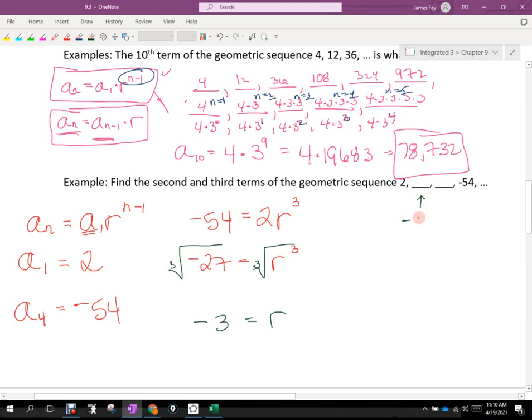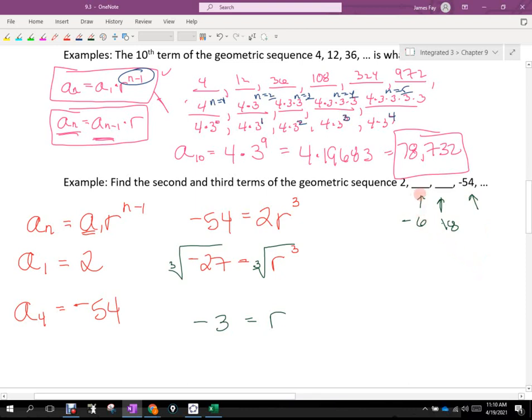So if I take 2 times negative 3, what do you get? Negative 6, right? And now what do I get if I take negative 6 times my r value of negative 3 again? What's negative 6 times negative 3? 18. What's 18 times negative 3? It gives a negative 54, right?